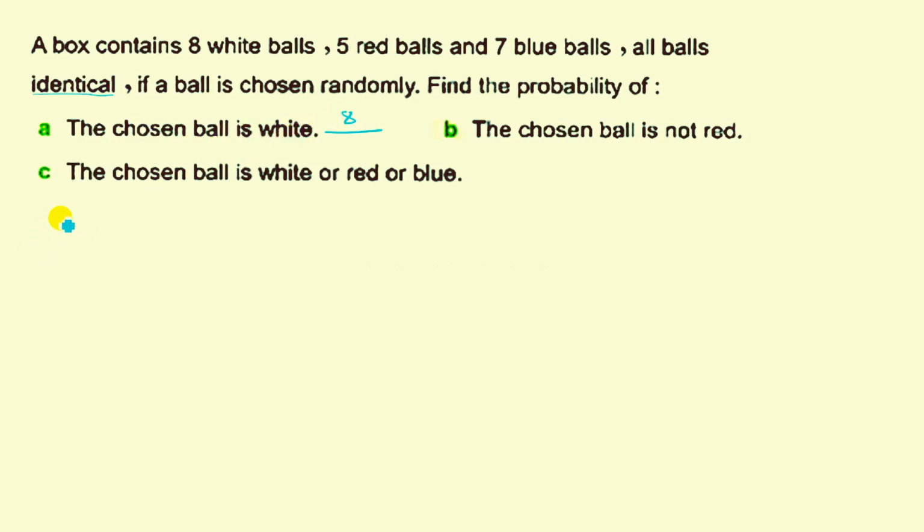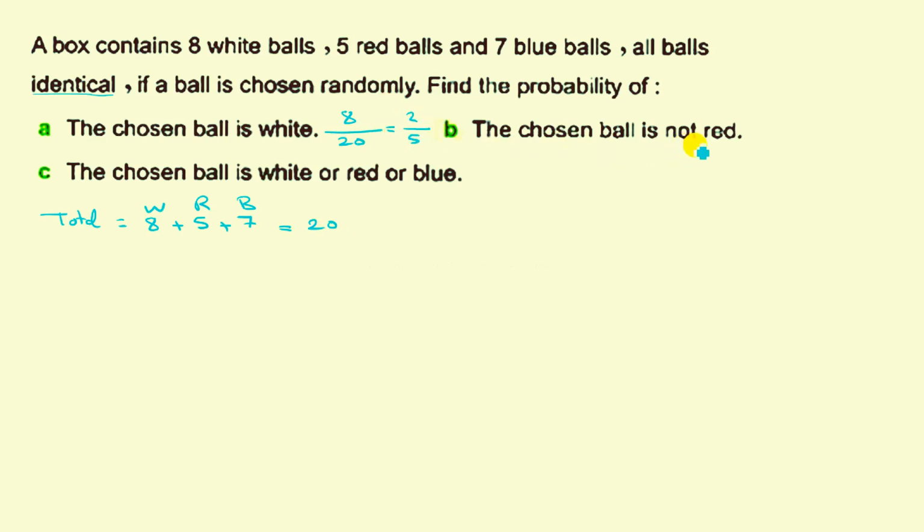طبعا أول حاجة نشوف التوتال number of balls. total في 8 white plus 5 red plus 7 blue. طبعا 8 plus 5 13 plus 7 20 balls. يبقى هنا ايه over 20, divided 4 2, divided 4 5.